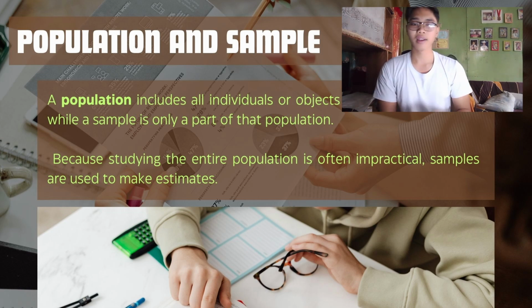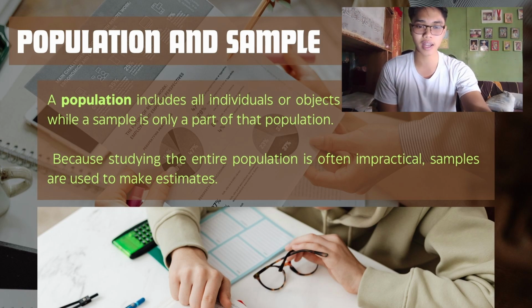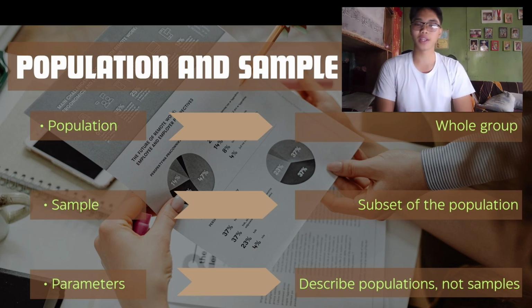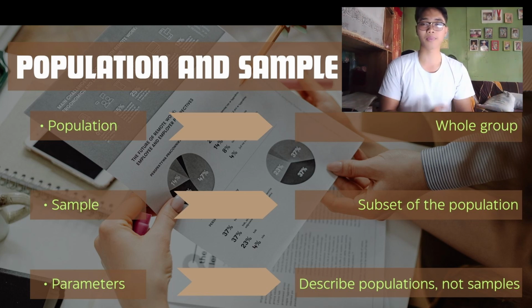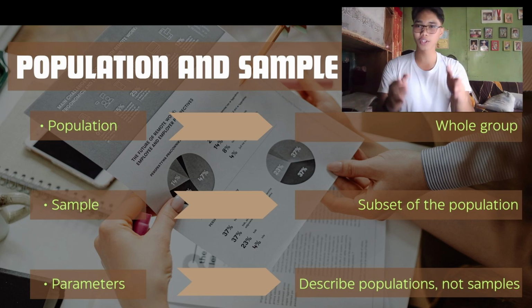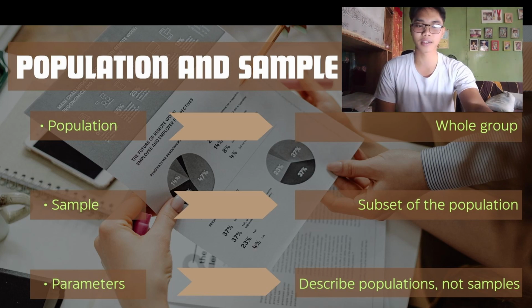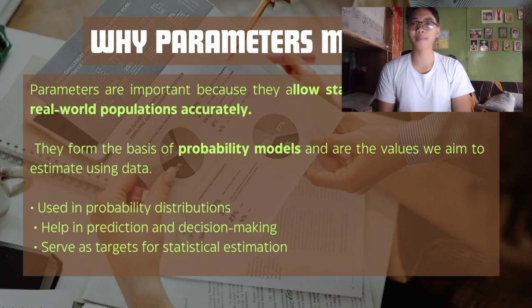Pretty basic, right? Now that you know it, let's move on to the next slide, which tackles another part of the population and sample. For simplification, a population is a whole group. A sample is a subset of the population, or another group within a group. And the parameters describe populations, not samples. Do you know what describes samples? Well, that's statistics.